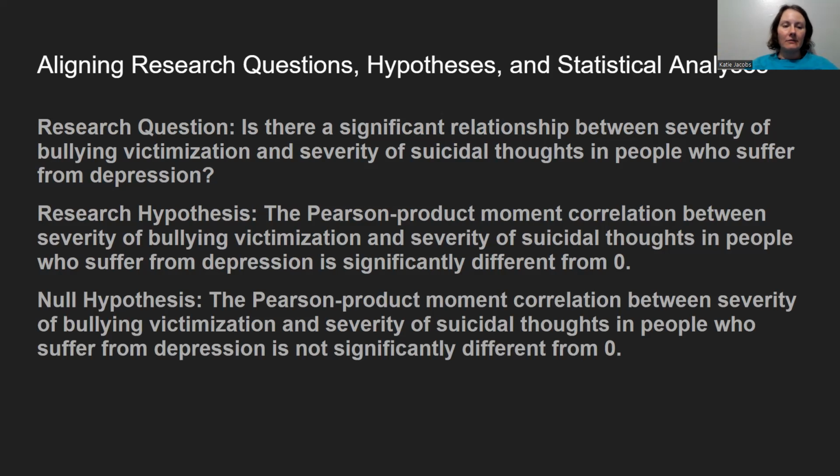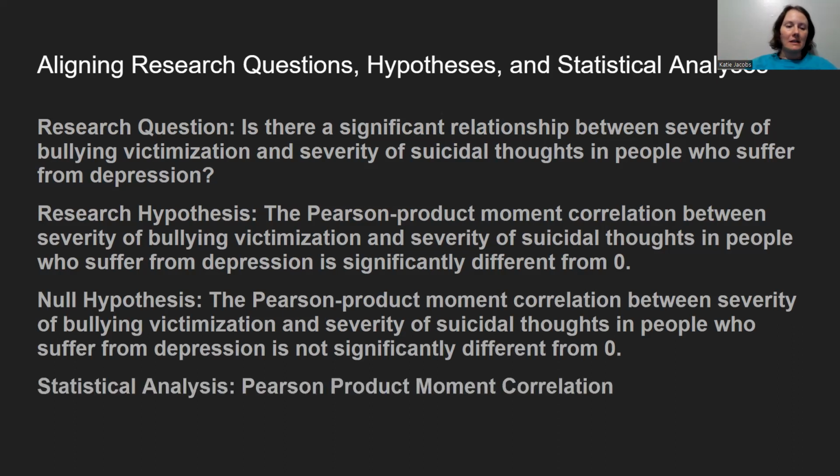In this case, we have the null hypothesis: the Pearson product moment correlation between severity of bullying victimization and severity of suicidal thoughts in people who suffer from depression is not significantly different from zero. So we see, because we wrote our hypotheses non-directionally, that it's a lot easier. We just say either they're significantly different or they're not significantly different from zero. And so we see here that the statistical analysis that we would use would be the Pearson product moment correlation, and all of these four items align with one another.